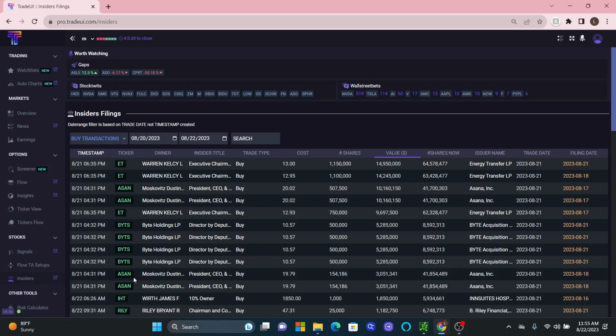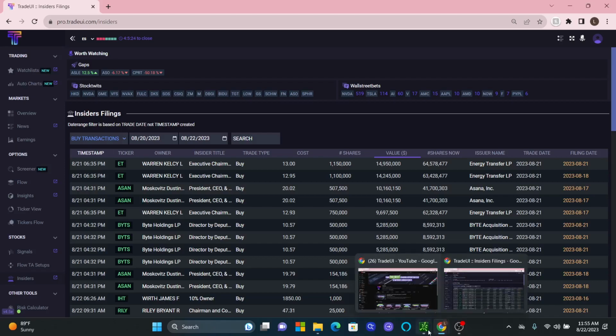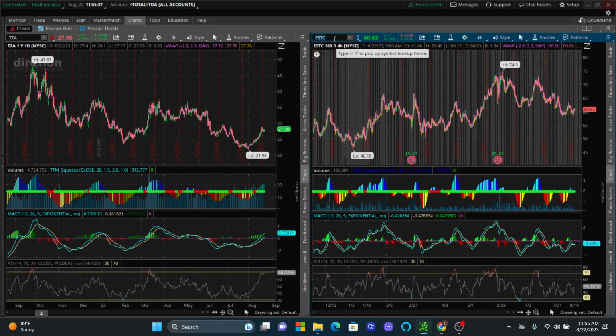In this case, ASAN looks very interesting to me. There's two trades by the same person, the president and CEO, for $19.79. Looks like there's a total of $6 million between these two trades. So let's look at the chart. All right, so I go here, and I'm gonna type in ASAN.